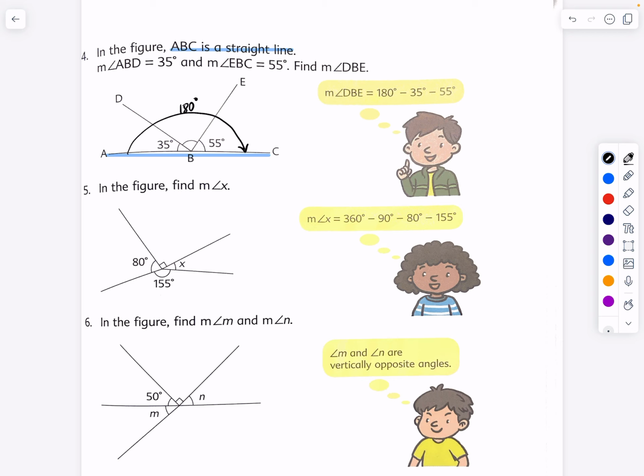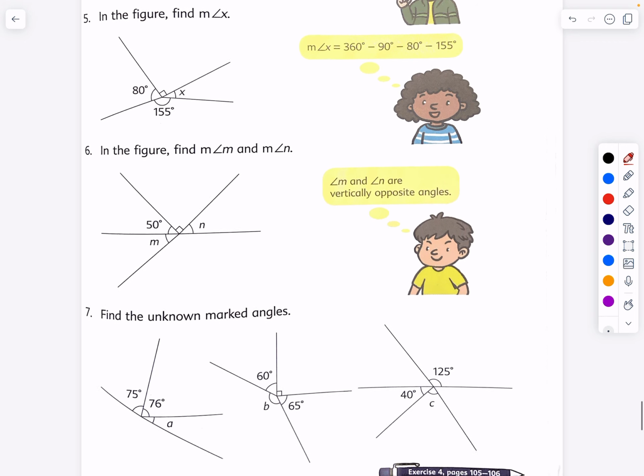Therefore, angle ABD is 35, check. EBC is 55, check. Find DBE. Let's highlight DBE. Angle DBE. So here's your angle DBE right here. I'm highlighting it. How do we find it? Well, 180 is the entire angle, minus 35 and minus 55. I hope you can do your math right and figure out the missing angle. Pause this video. I'm not going to give away the answer.